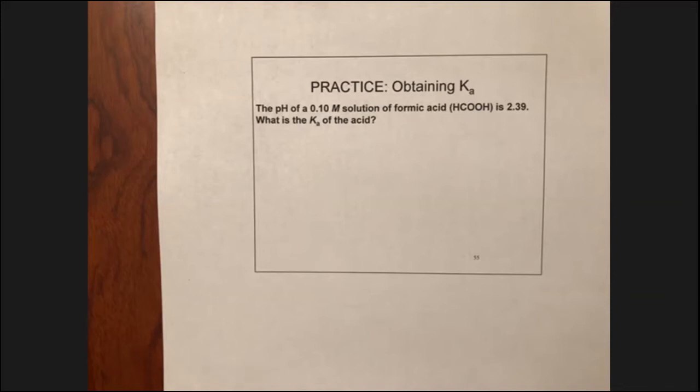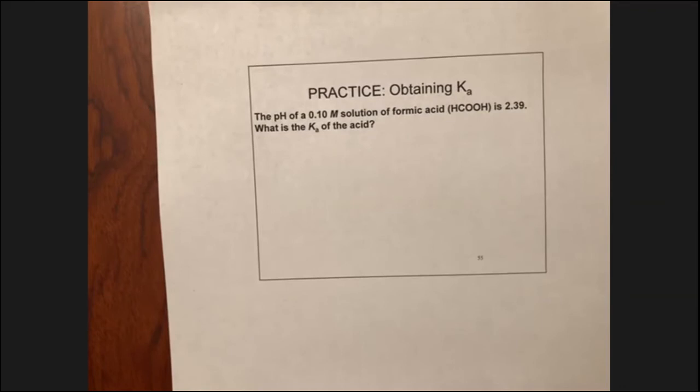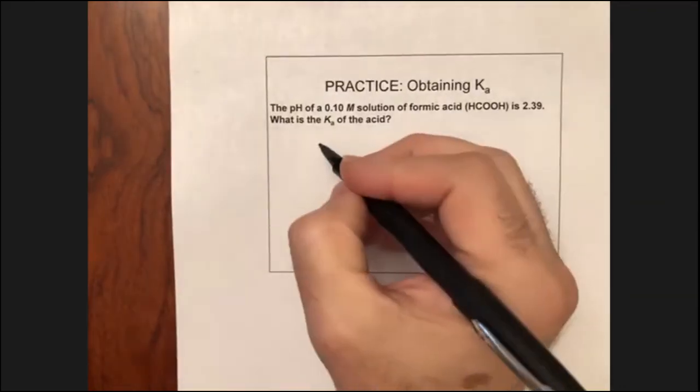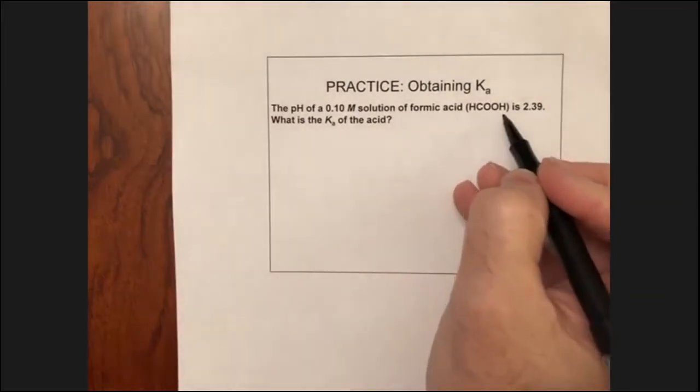So let's try this one here. This is one where you make a solution of the acid and you find the pH of the solution, all right? So let's go ahead and start out by writing out our ICE table. Let's start by writing out the equation. So the formula is HCOOH.